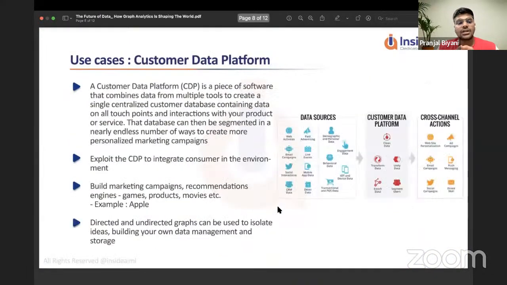Okay. Coming to the next use case, which is a customer data platform. Just imagine a company like Apple. They sell iPhones, iPads, MacBooks, AirPods, iPods, iWatch. So once you get inside the system of Apple products, Apple can actually cover all your technology needs: laptop, phone, earphones, watches, smartwatches, everything, right?